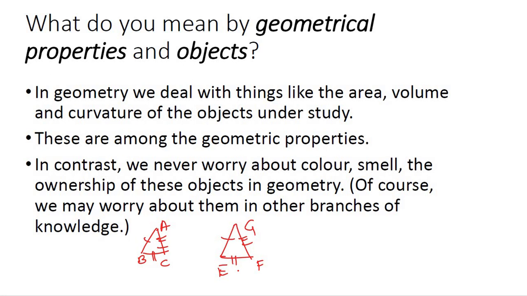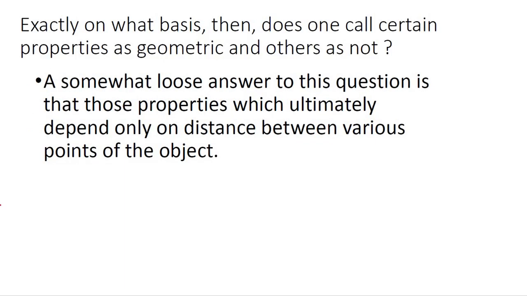But we can color triangle ABC with the red color, but the color of triangle EFG need not be red color. So this means perimeter, area, curvature are all preserved under congruence. Color is not preserved under congruence. That is why it is not a geometrical property. So exactly on what basis does one call certain properties as geometry and others as not? A vague answer to this is properties which ultimately depend only on distance between various points of the object.